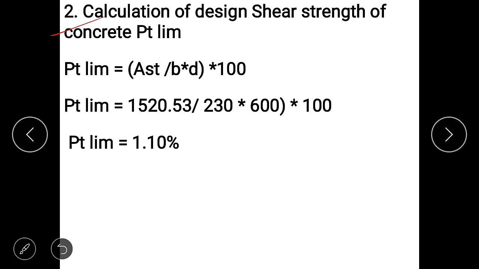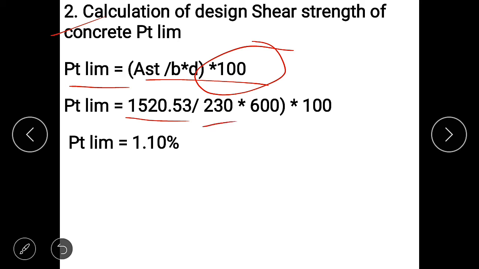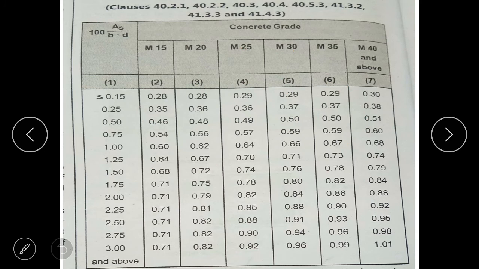Now we have to find here PT, the limited percentage, for design shear strength. So AST divided by BD into 100. Why multiplied by 100? Because we have to find PT percentage. AST is given 1520.53 divided by B is 230 and D is 600, multiplied by 100 for percentage. So percentage is 1.10. In this table, the 1.10 value is not given.